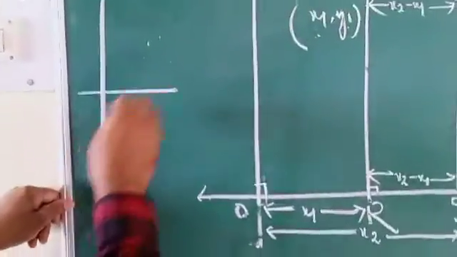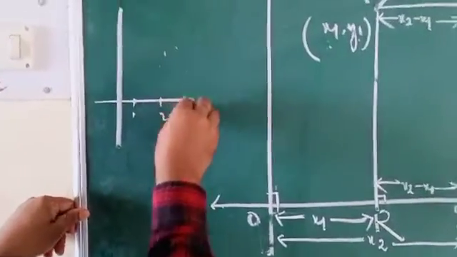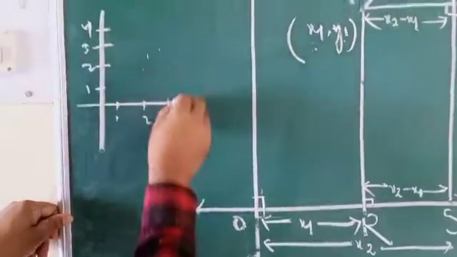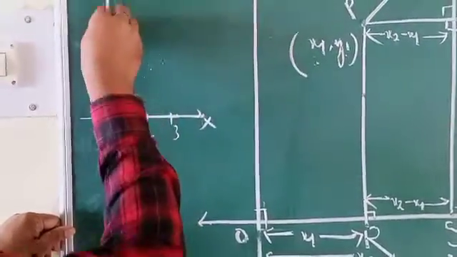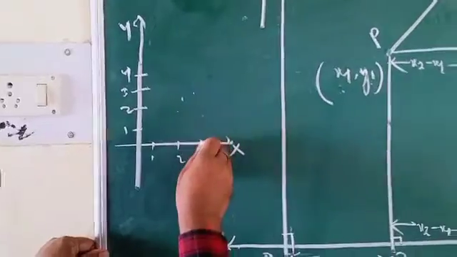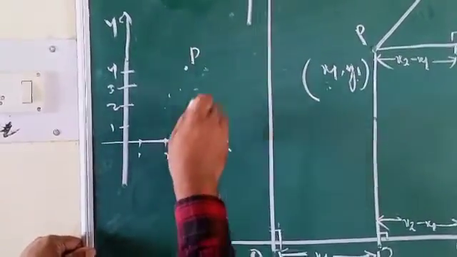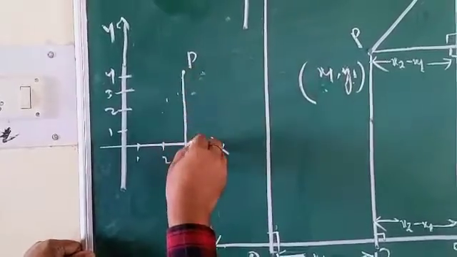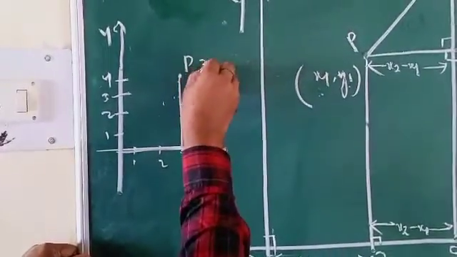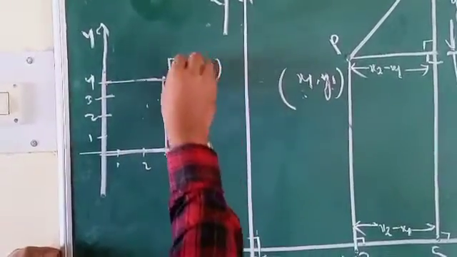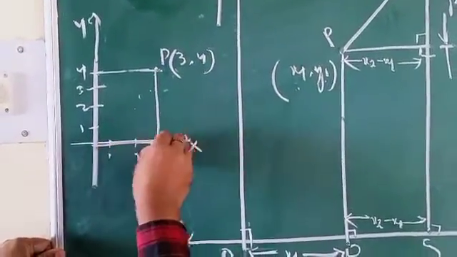I have explained to you now. This is 1, this is 2, this is 3. This is 1, 2, 3, 4. This is your x and this is your y. Now, suppose this is the point P. What is the coordinate of P? You see here, x is equal to 3, y is equal to 4.